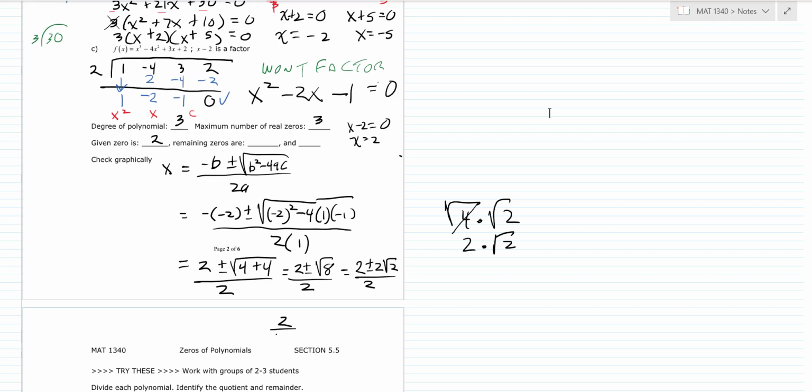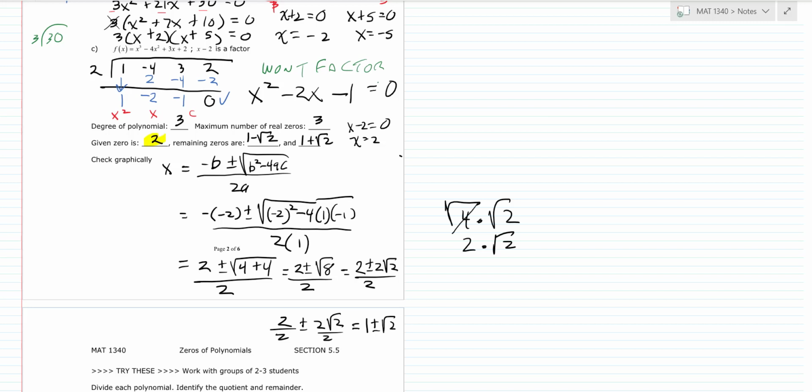So you're going to have 2 over 2 plus or minus 2 root 2 over 2. So that will give you 1 plus or minus the square root of 2. That would be your other two zeros. Okay, so when you do the quadratic formula, you do need to simplify things. So our other two zeros, we're going to write one of them as 1 minus the square root of 2. The other one is going to be 1 plus the square root of 2.